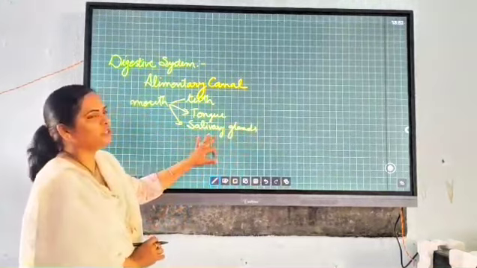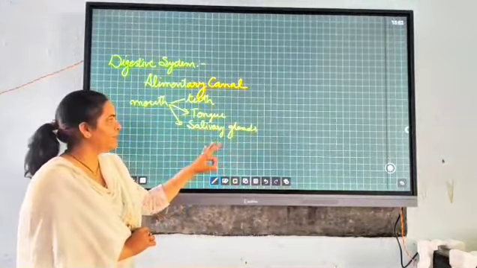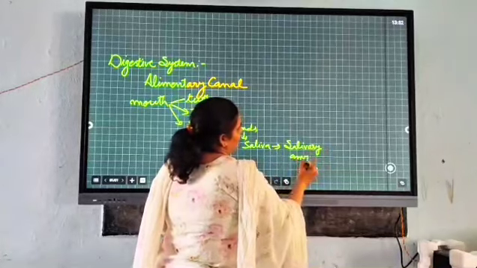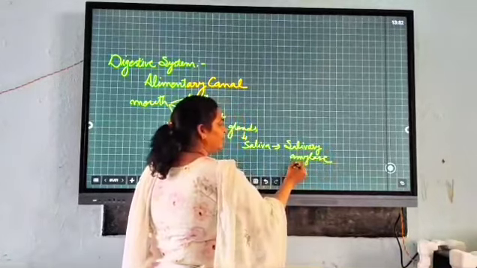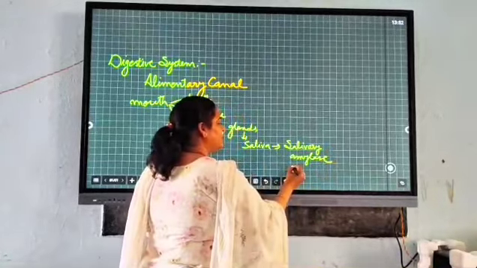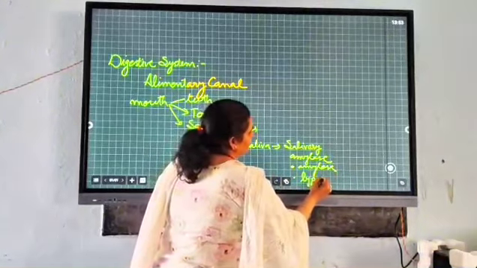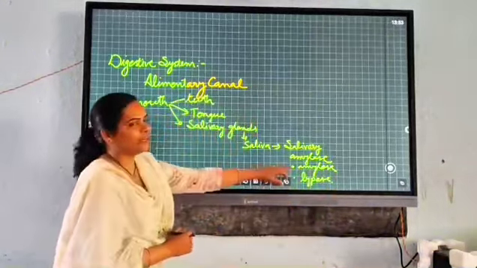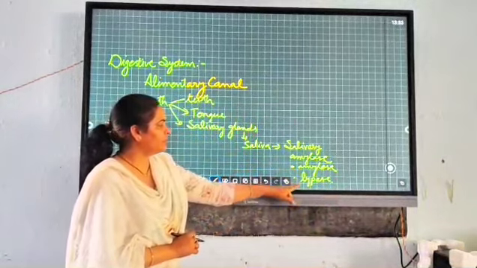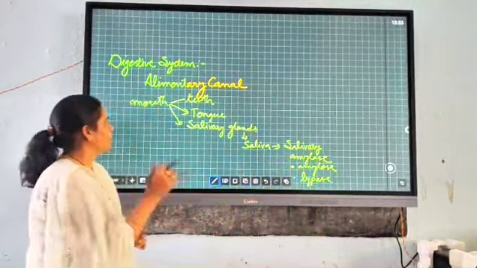There are three pairs of salivary glands which secrete saliva. Saliva contains salivary amylase. Salivary amylase has some enzymes like amylase and lipase. Amylase digests carbohydrates, whereas lipase digests fats.